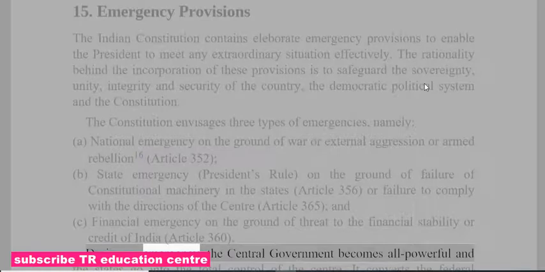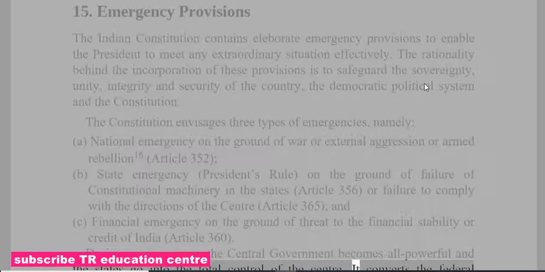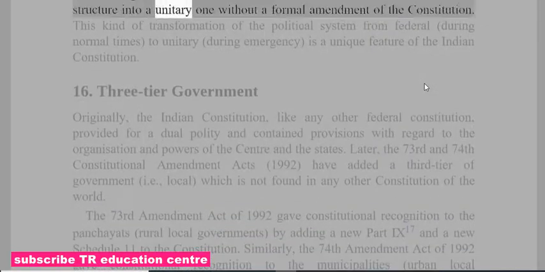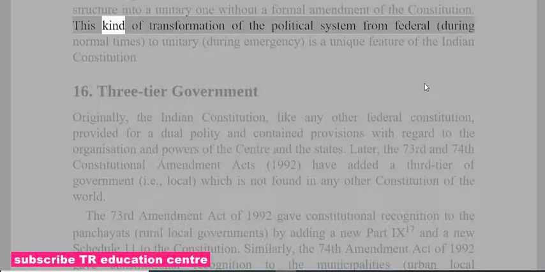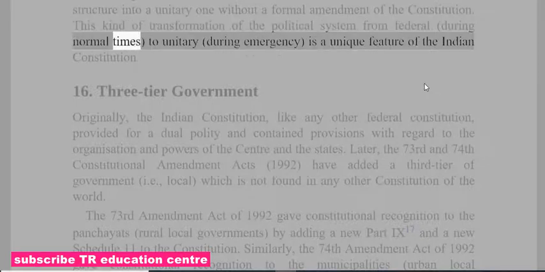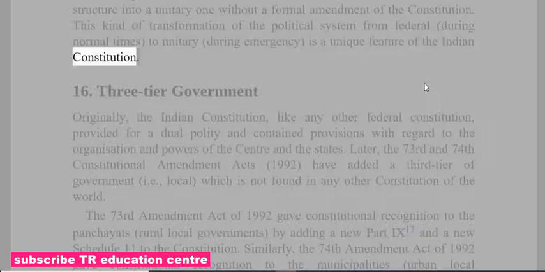During an emergency, the central government becomes all-powerful and the states go into the total control of the centre. It converts the federal structure into a unitary one without a formal amendment of the Constitution. This kind of transformation of the political system from federal, during normal times, to unitary, during emergency, is a unique feature of the Indian Constitution.